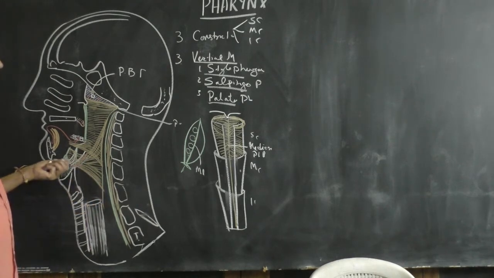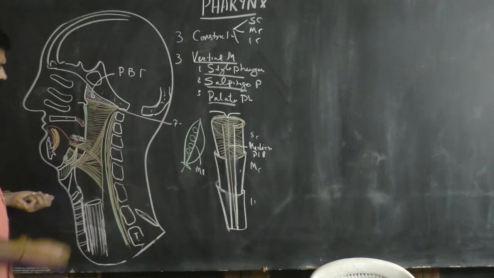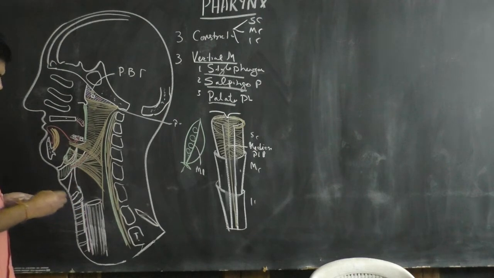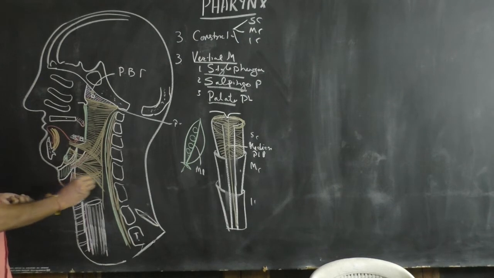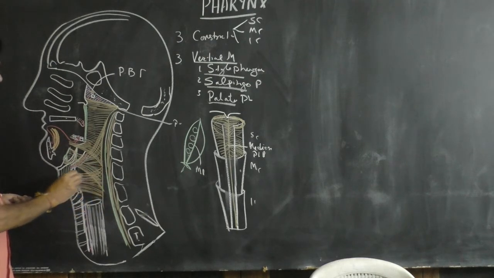So this is the middle constrictor. Now comes the inferior constrictor. The inferior constrictor has two parts, the thyropharyngeus and the cricopharyngeus part. The thyropharyngeus part takes origin from the oblique line of the thyroid cartilage plus the adjoining part of the lamina of the thyroid cartilage, and a tendinous ridge over the cricothyroid muscle also.